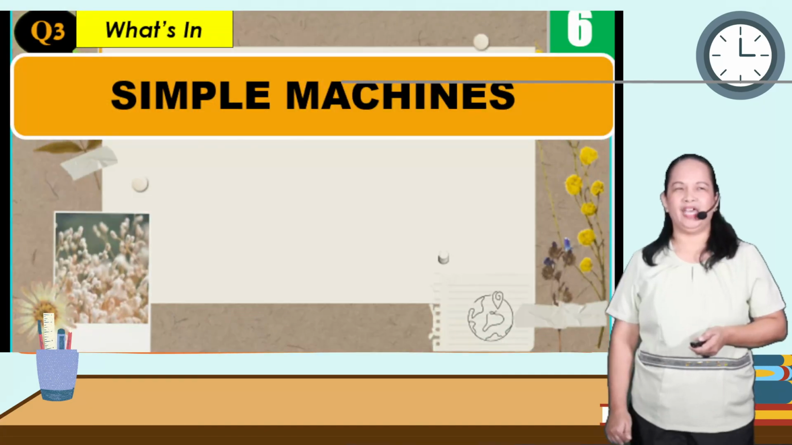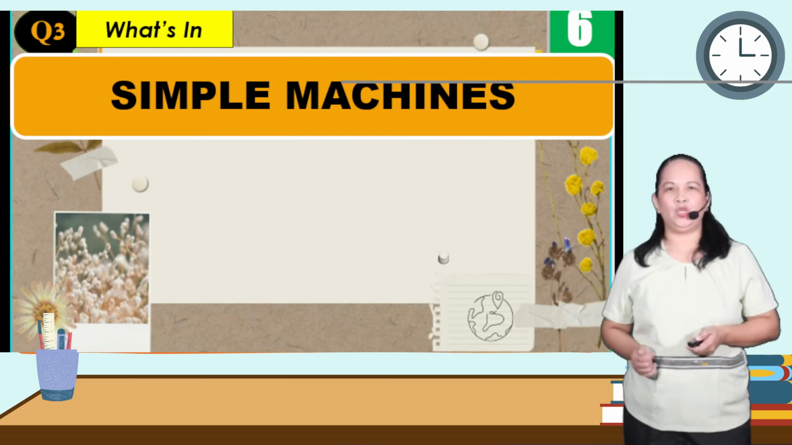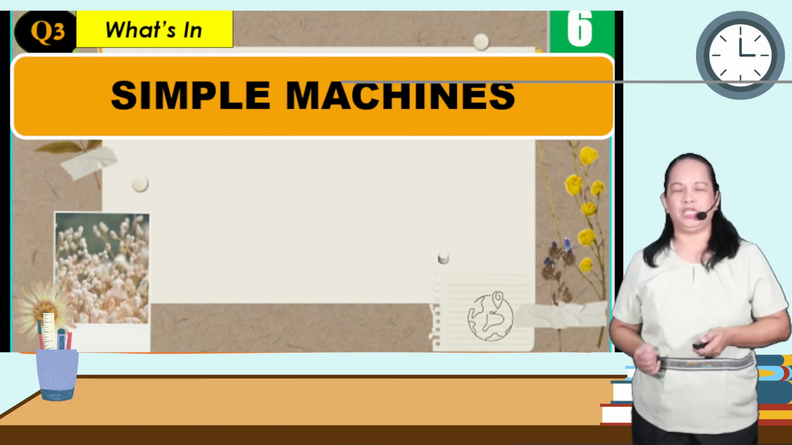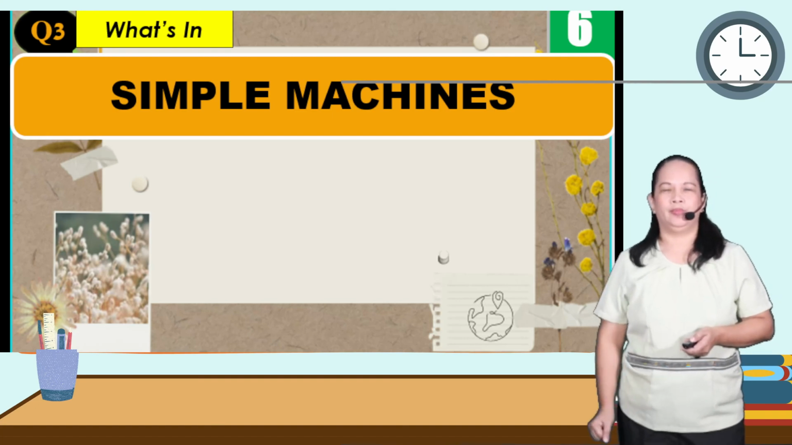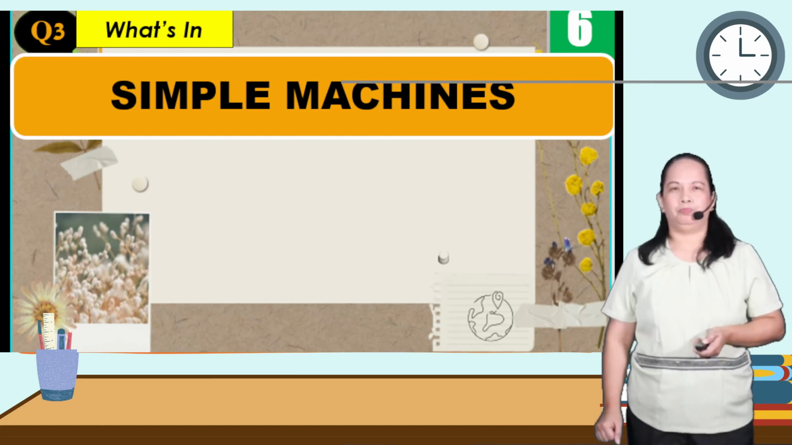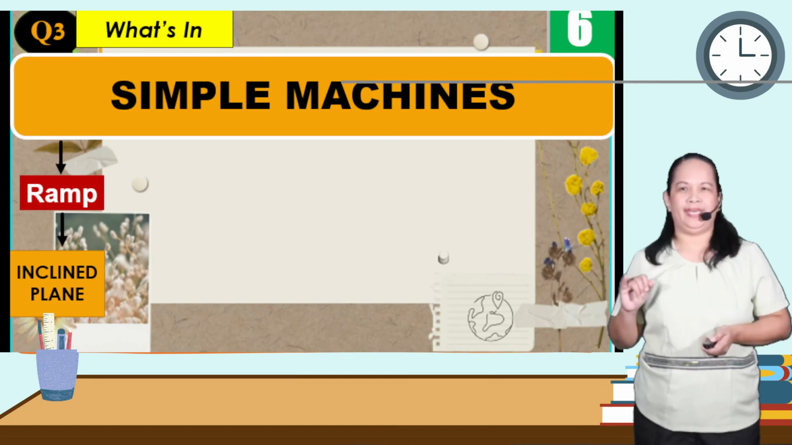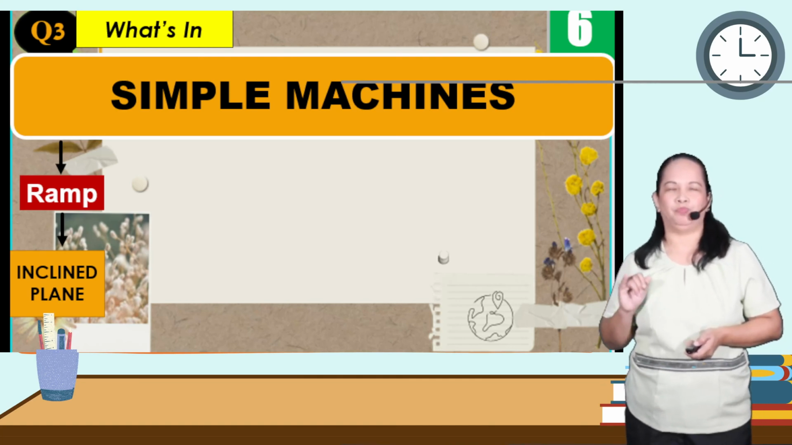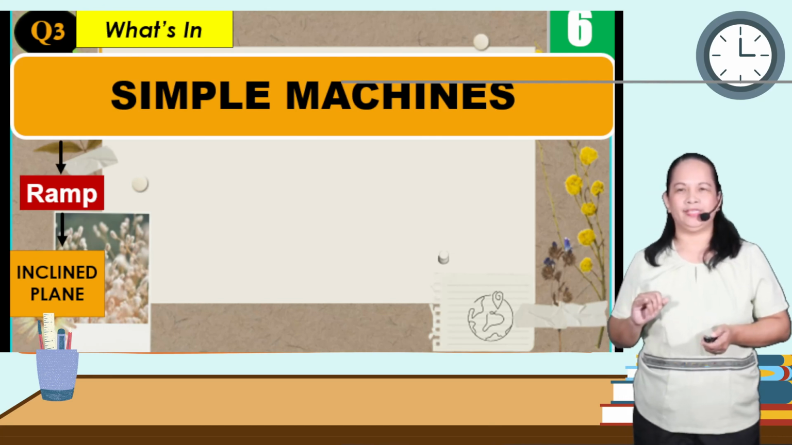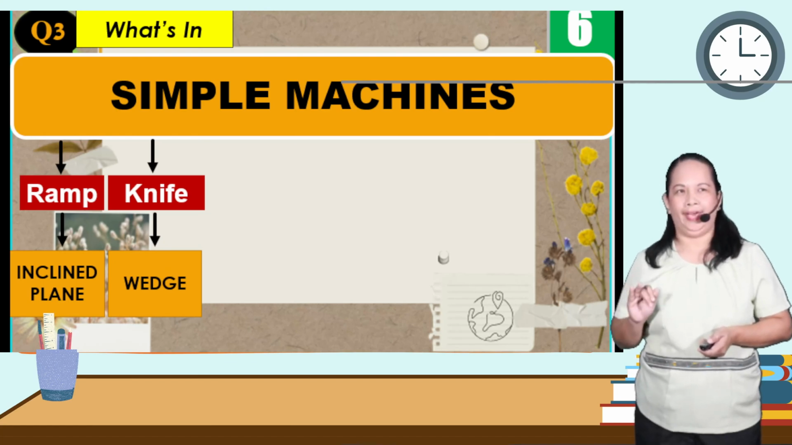Okay, this time, can I ask you, grade 6 learners, what are the tools or devices that you have seen in the pictures that I have shown you before? Okay, so here are the tools or devices that were shown in the pictures before. First, we have the ramp. The ramp is an example of inclined plane. The next one, we have the knife. It is an example of wedge.